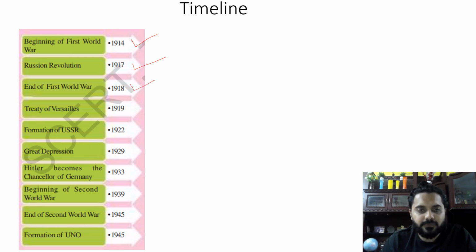Another important development that happened in 1919 was the signing of the Treaty of Versailles, and the formation of the USSR in the year 1922, and the Great Economic Depression that happened in 1929. In 1933, Hitler becomes the Chancellor of Germany, and the Second World War begins in the year 1939.